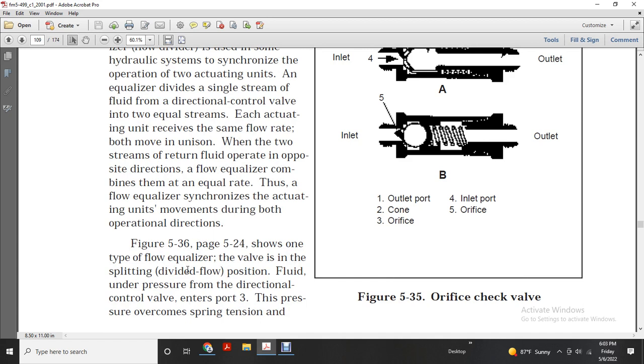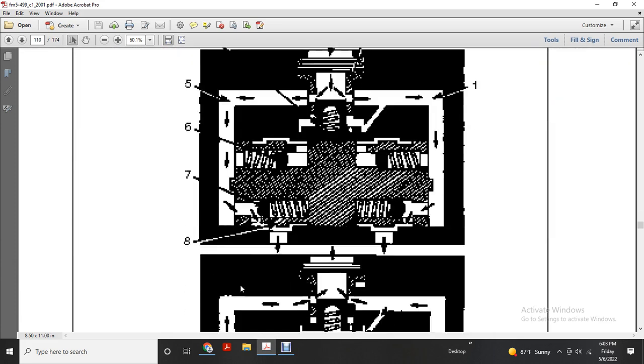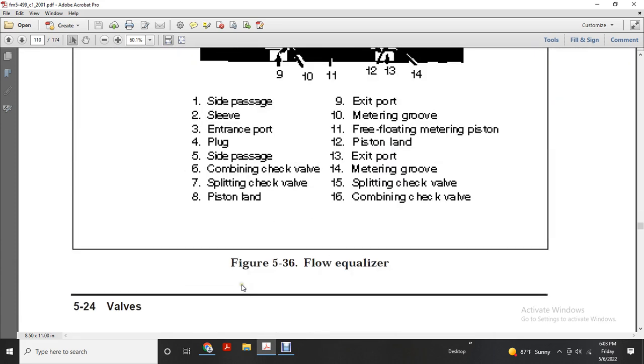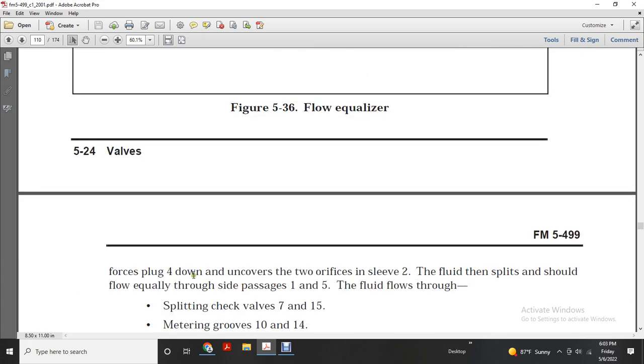Figure 536 on page 524 shows the type of flow equalizer valve that splits the divider flow. Fluid under pressure comes from the directional control valve. Pressure at the inlet port 3 overcomes spring tension, and this one shows a bigger picture of the flow equalizer. Force pushes plug 4 down and covers 2 over the sleeve, then the fluid splits.